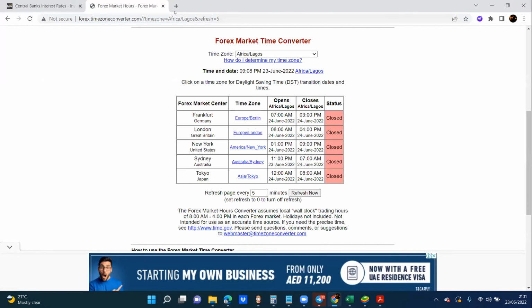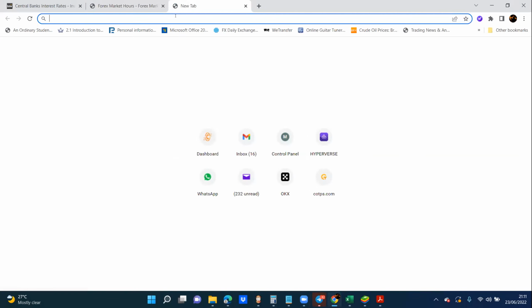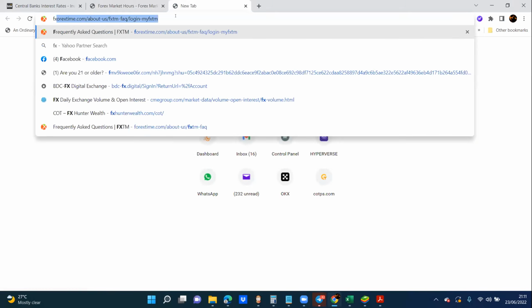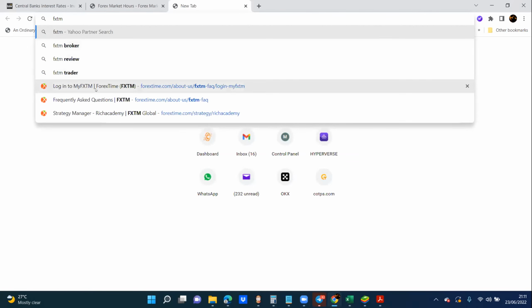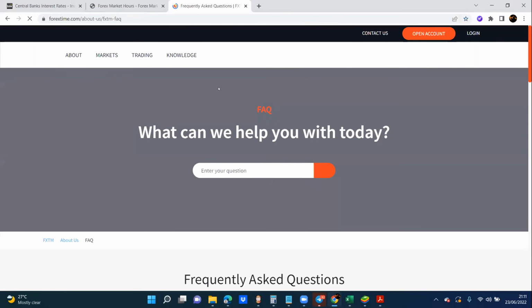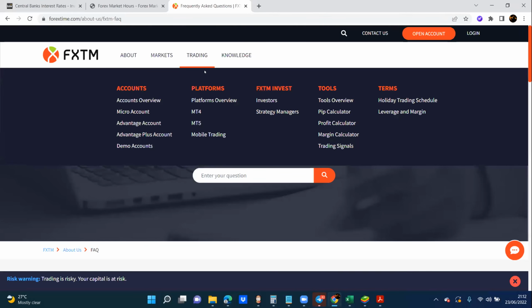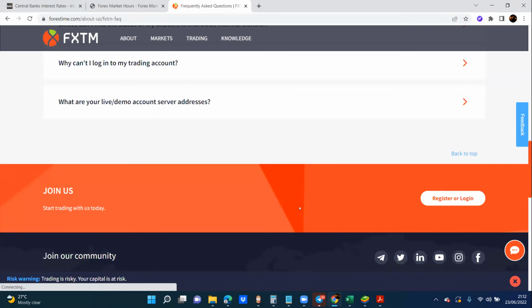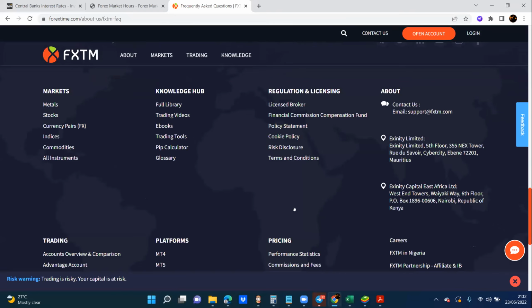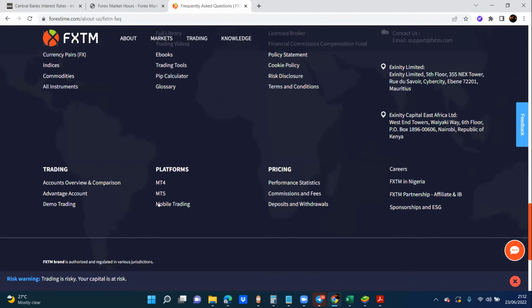To help us get this, I will be going to the same broker we used, FXTM, Forex Time. I'm going to click on them without necessarily logging in. It's the same for most brokers. Just go to the trading tab and you see platforms. Some will not be on the trading tab; it will be on platforms. You just scroll down and you find platforms like here.